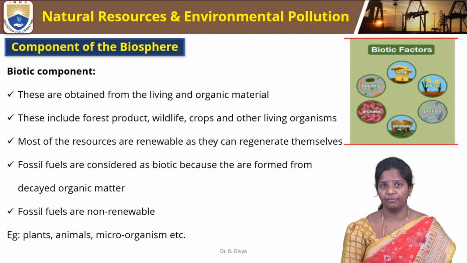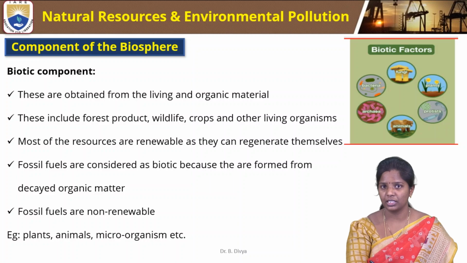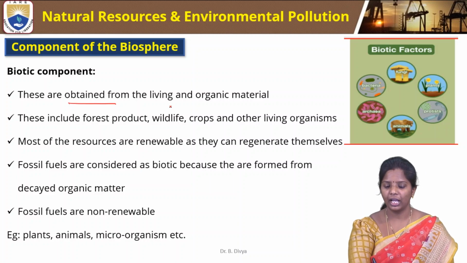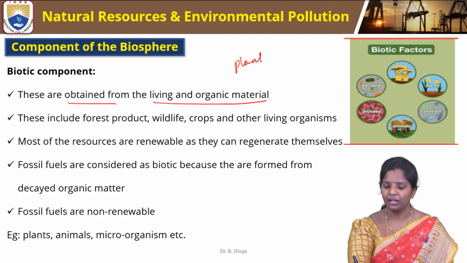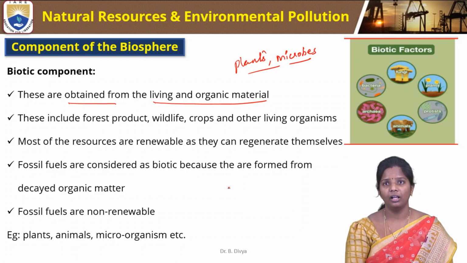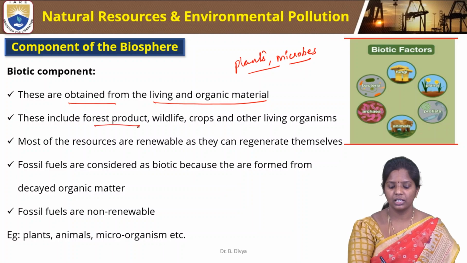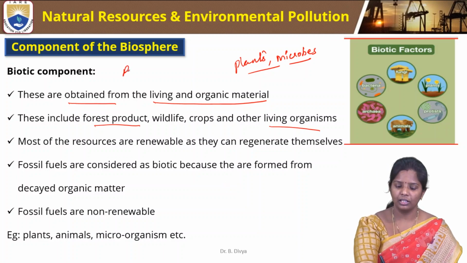So what are the components of biosphere? If we have to understand how the living or non-living things on the biosphere are present, there are different forms like biotic and abiotic components. So what are biotic components? They are obtained from living and organic materials. What are the living and organic materials present on Earth? Like plants, microbes, fungi, bacteria, etc. They include forest products, also forests, wildlife, crops and other living organisms. So these come under biotic components. Biotic is of biological origin. So they are coming from biological origin.